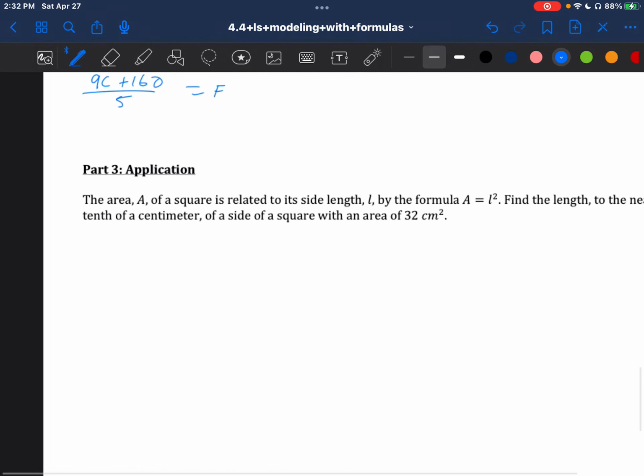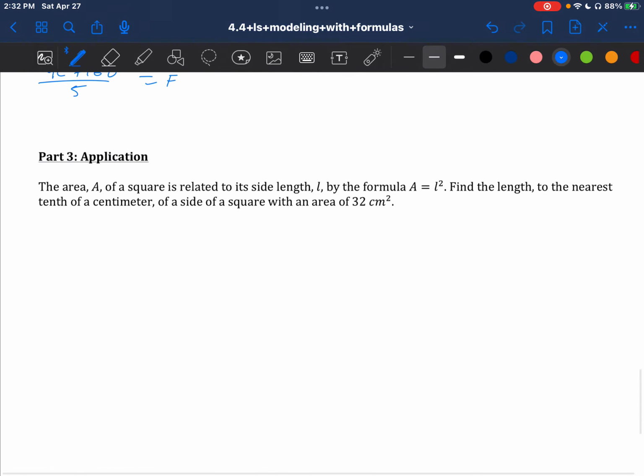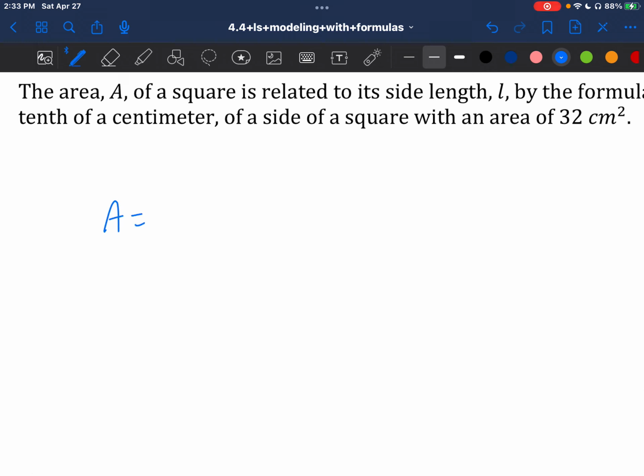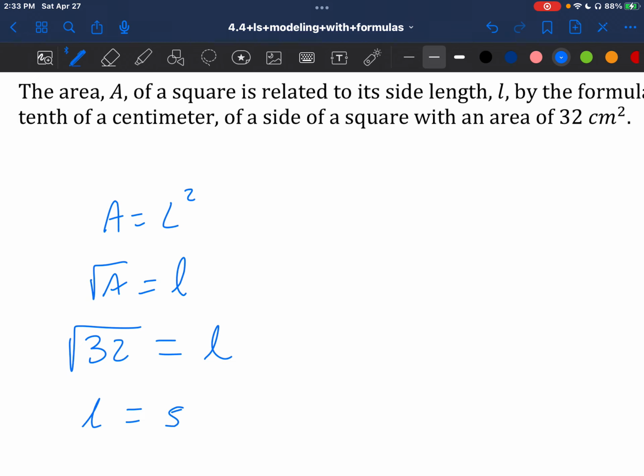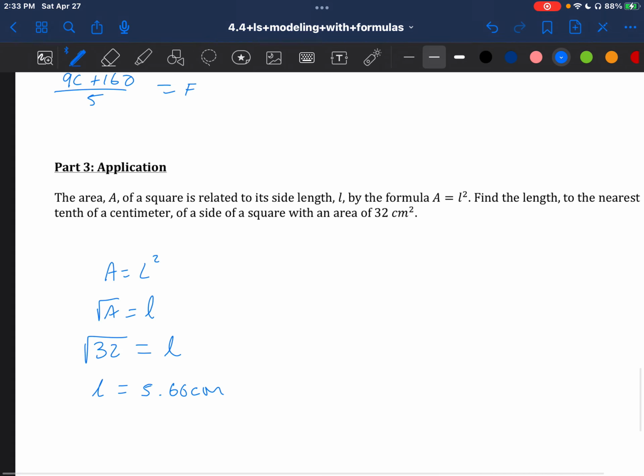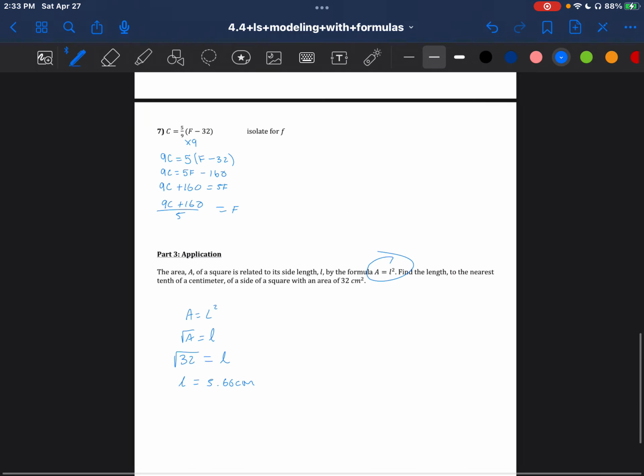And then let's go to the next one, application. Okay, so the area of a square is related to the length L of the side by the formula A equals L squared. Find the length to the nearest tenth of a centimeter of the side of the square with an area of 32. Okay, so we know that area equals length squared. And we know the area of the square is 32, so we know the area. So we can plug that in, and then we could say that length equals square root of area, and then we could just put our number in like that. Pretty easy and snazzy because of the formula it gives us.